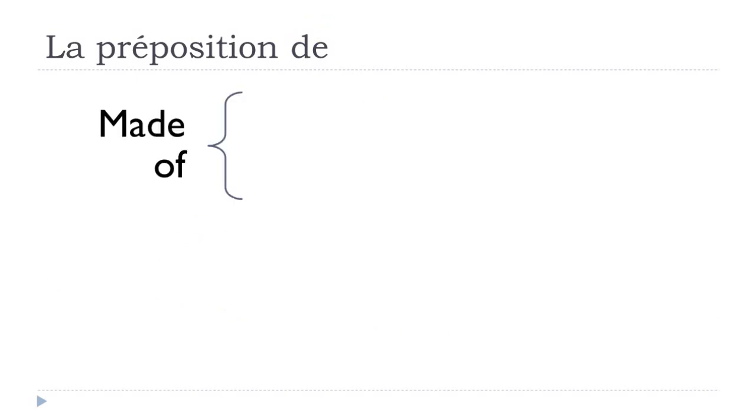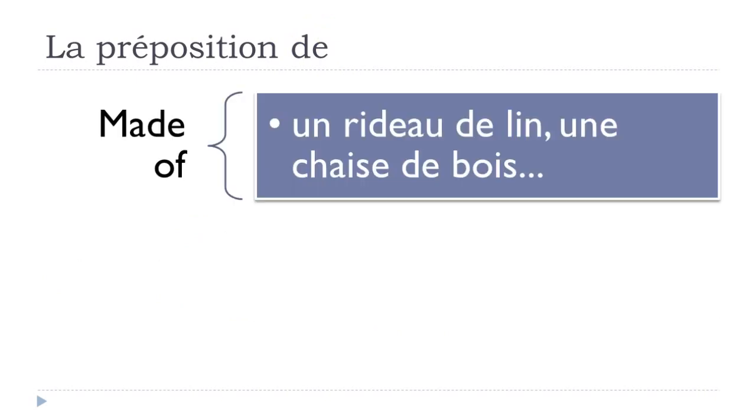So if you want to introduce the fact that it's made of something, then for instance here, un rideau, rideau is curtain, and then de lin, lin is linen, un rideau de lin. Second example, une chaise, a chair, de bois, bois is wood, of wood. So in that case, un rideau de lin, une chaise de bois. So when you want to introduce the fact that these things are made of something, then you will have to use this preposition de. Okay?